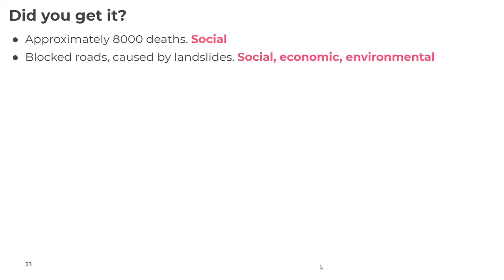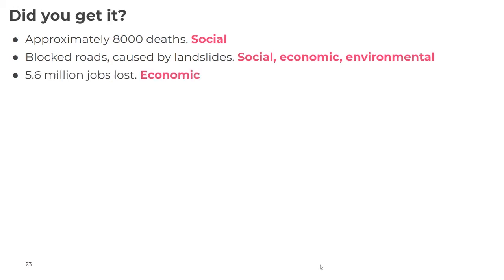So we're now ready to mark our work. So please make sure you're using a different colour pen. Give yourself a great big tick if you've got it correct, and make sure you make any corrections with your different colour pen if you need to. So remember that these effects may fall into more than one category. So approximately 8,000 deaths is social. Blocked roads caused by landslides is actually social, economic and environmental. It prevents people accessing where they need to go. It also prevents businesses transporting their goods, and obviously it changes the landscape, which is environmental.